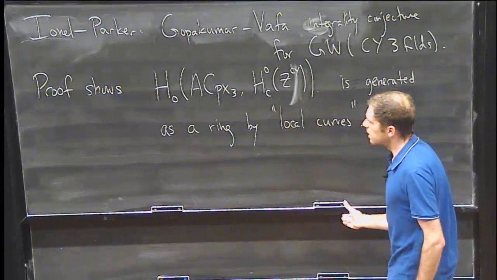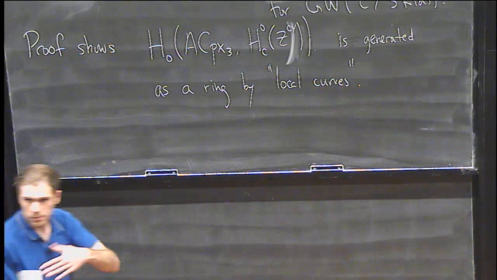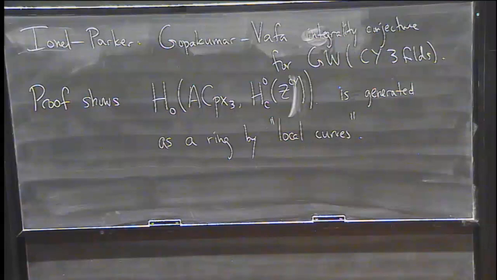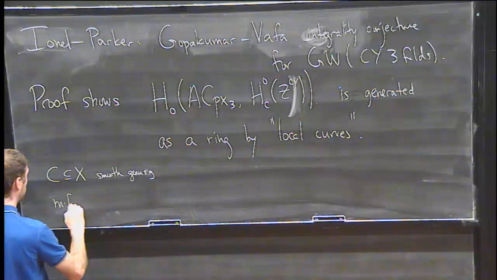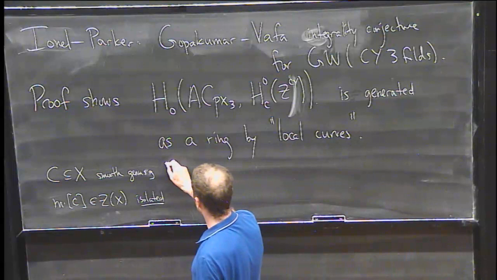So what is a local curve? Well, it's basically an isolated curve which is cut out transversely, taken with some multiplicity. That's basically the simplest sort of cycle you could ask how to enumerate. If I have a smooth curve C of genus g, and m times C as a cycle is isolated, that means it doesn't deform as a cycle at all, you could call this a local curve.